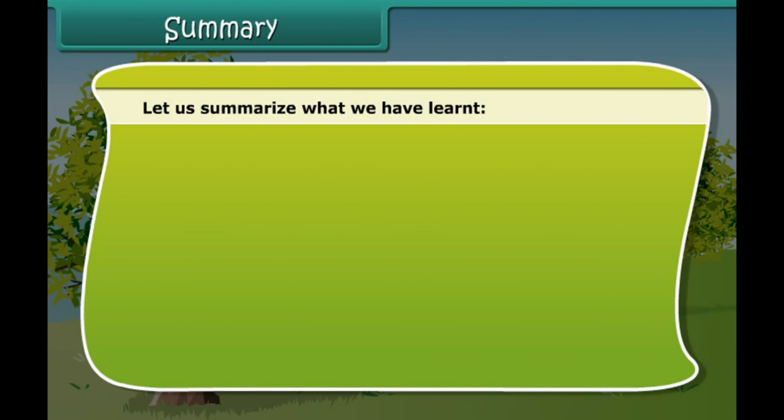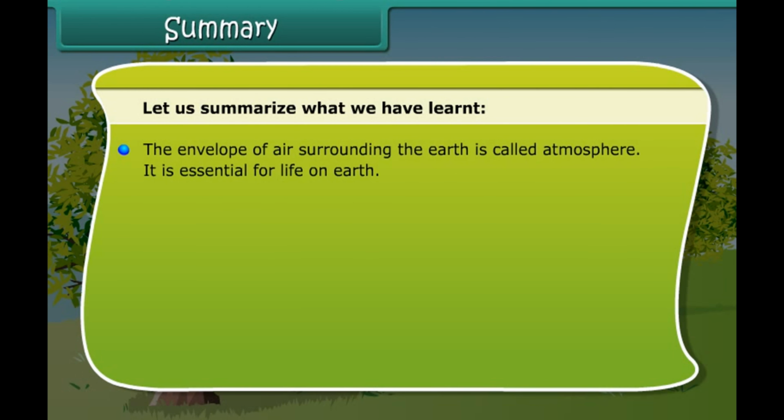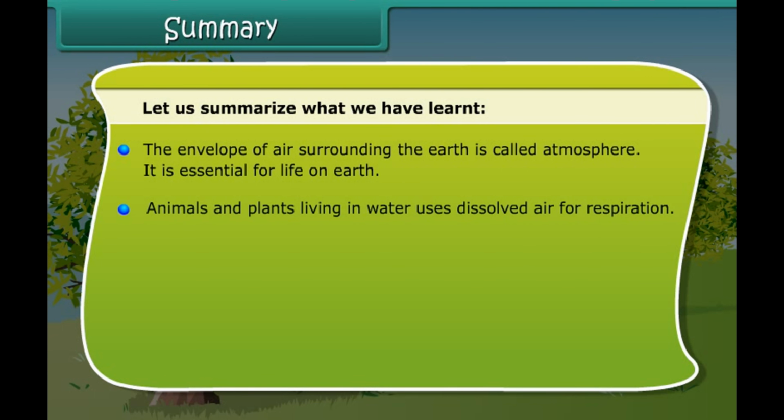Let us summarize what we have learned. The envelope of air surrounding the Earth is called atmosphere. It is essential for life on Earth. Animals and plants living in water use dissolved air for respiration. Animals living in soil use the trapped air in it for respiration.